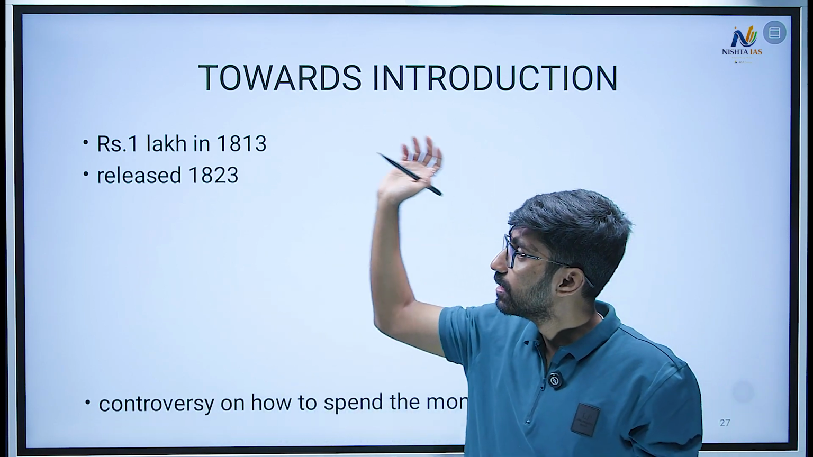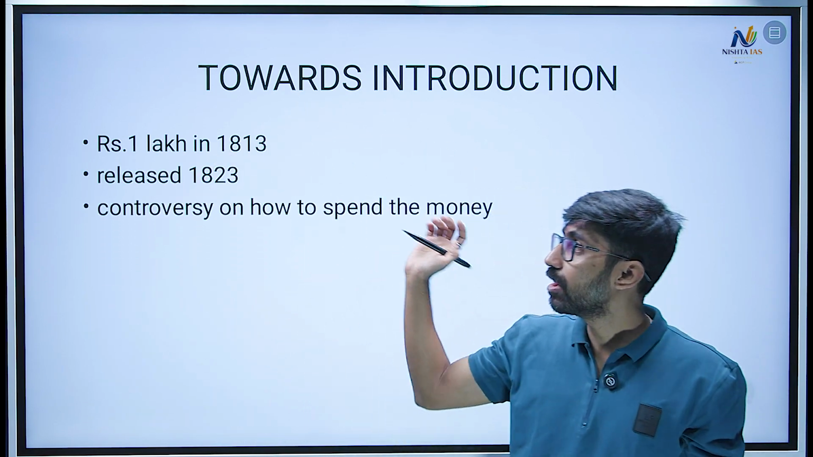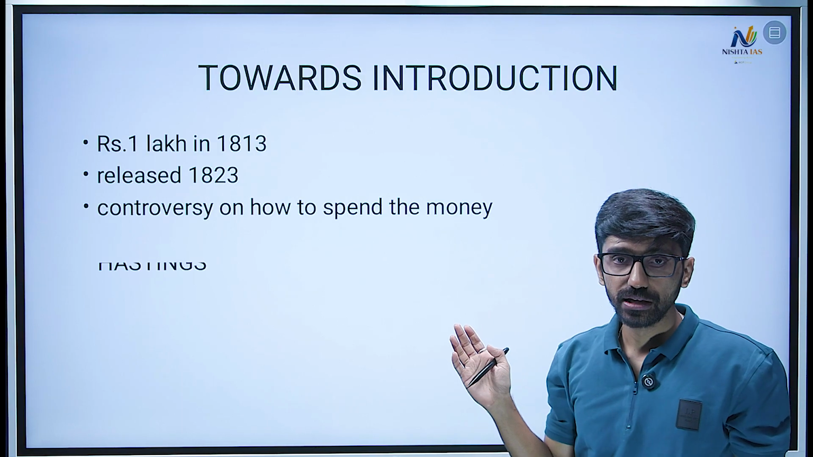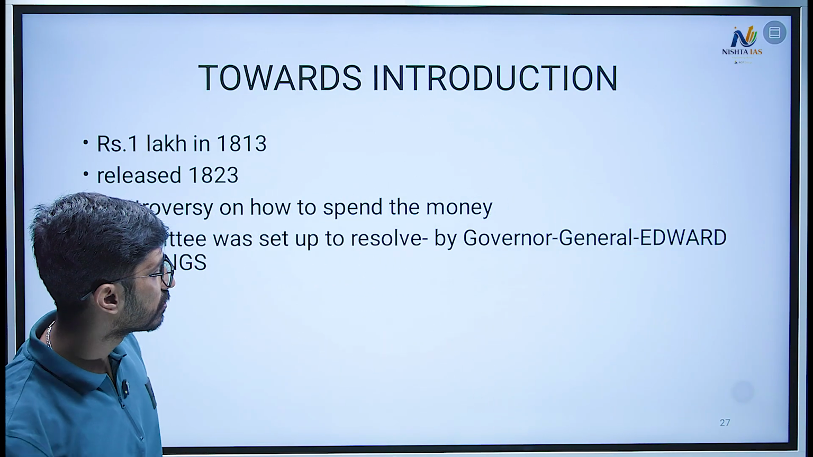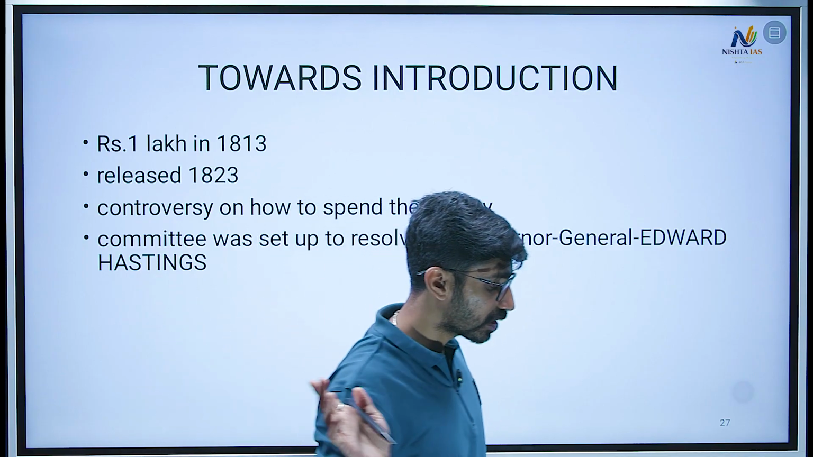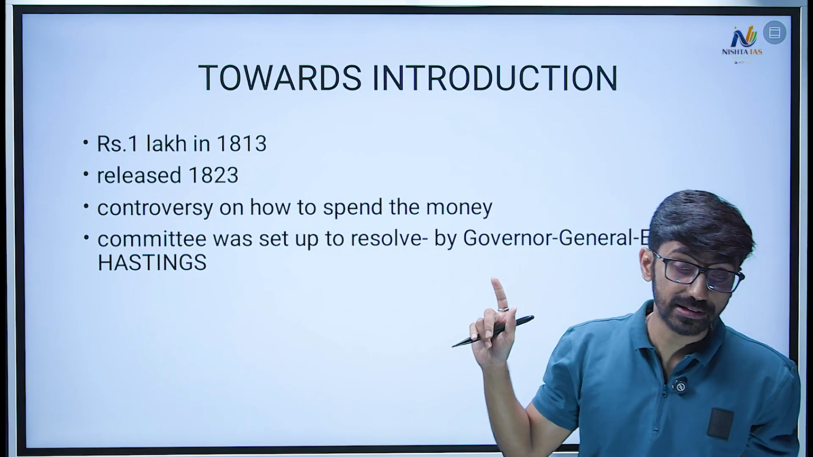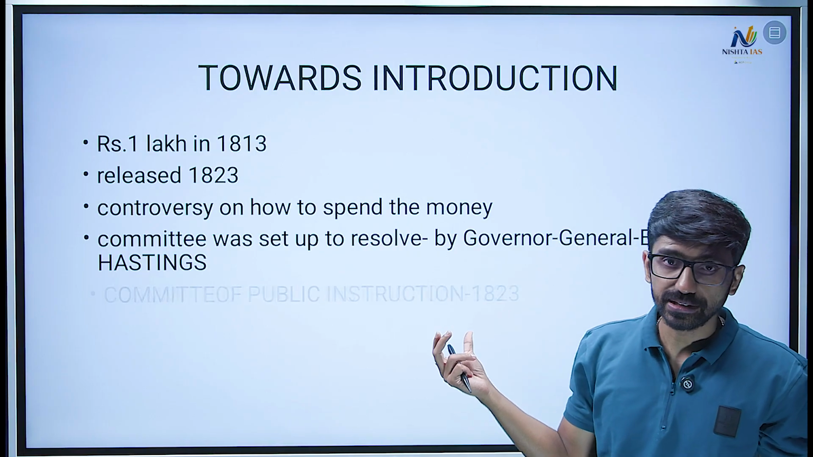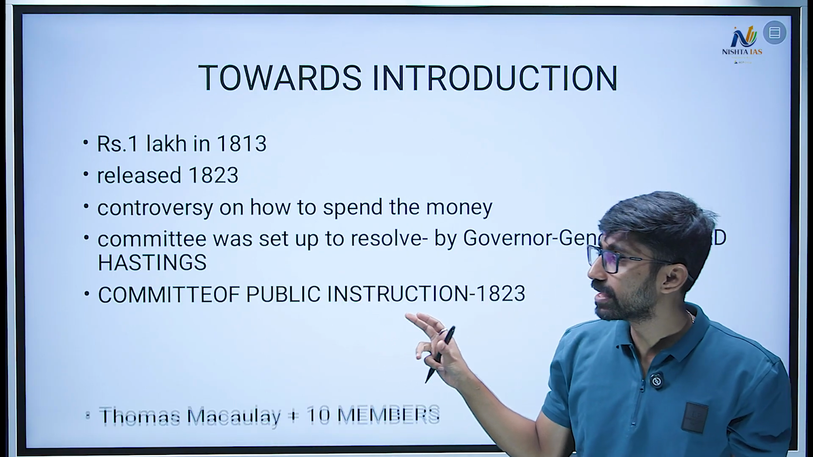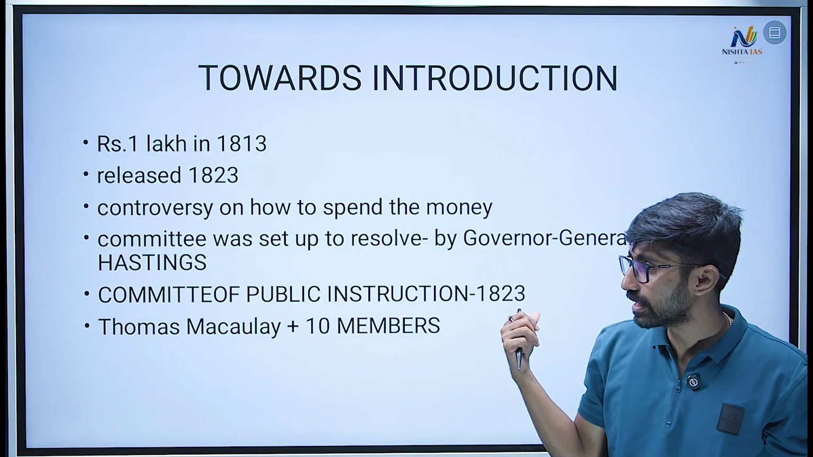Okay, and then it was released in 1823, and now the controversy was on how to spend the money, on which kind of education system, whether Indian education system or English education system. To resolve the controversy, Edward Hastings, not Warren Hastings, another Governor General, constituted a committee, called the Committee of General Public Instruction or Committee of Public Instruction in 1823.